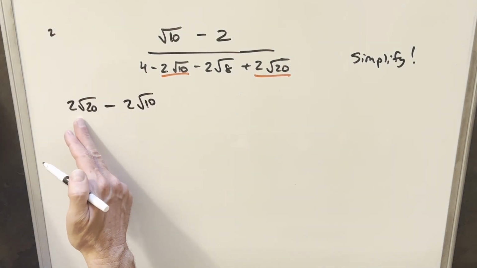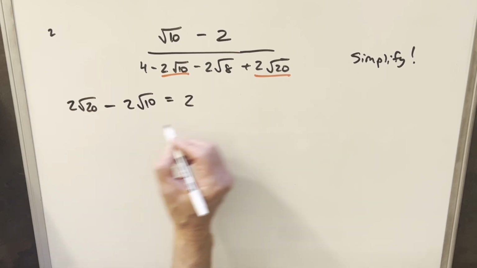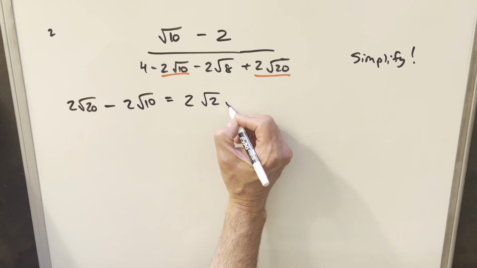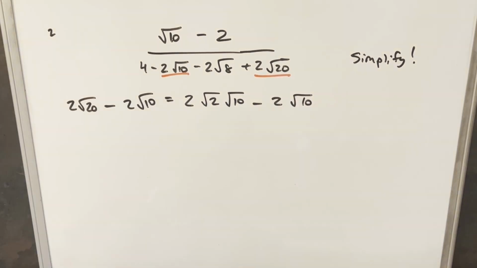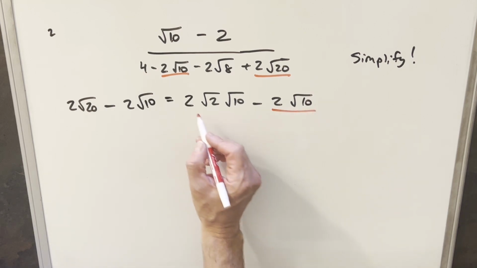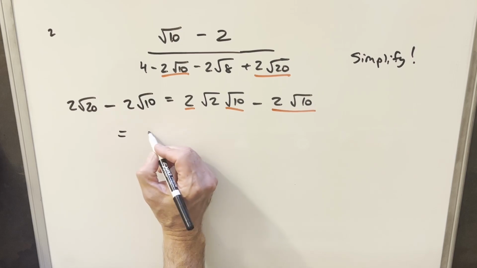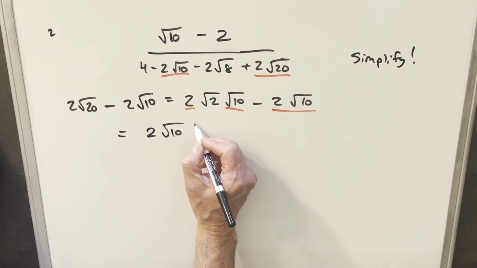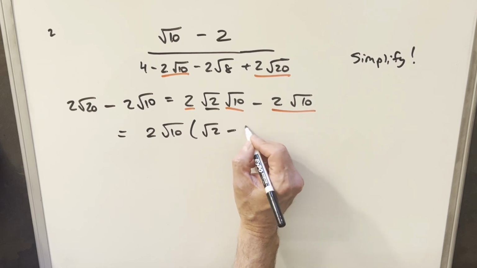Now clearly we can factor a 2 out, but first let's break down this square root of 20. I can write this as square root of 2 times square root of 10, and then we'll have this here. Now we have a 2 square root of 10 in common in both of these, so I can factor that out. We pull out the 2 square root of 10, and we'll still have this square root of 2, so we'll have square root of 2 minus 1 inside the parentheses.